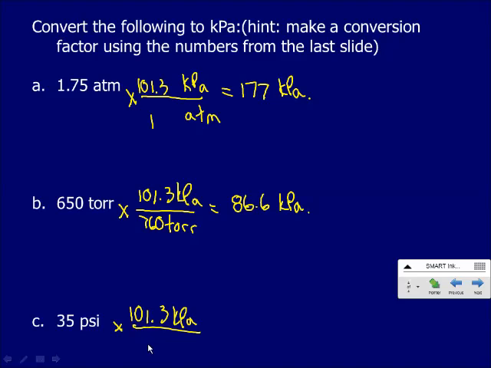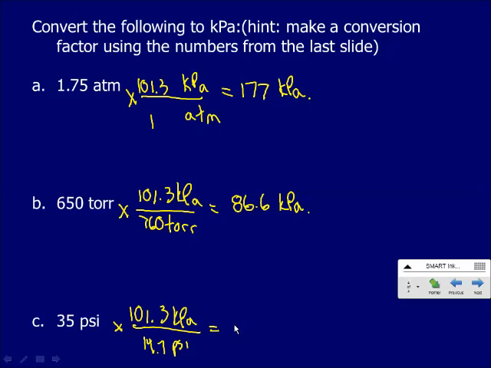What's going on the bottom of this one? 14.7? 14.7 PSI. PSI stands for pounds per square inch. Now I believe you have that list on your information sheet on your periodic table. Just check to see that it's there. So you really don't have to memorize them, but you do need to know how to use them.